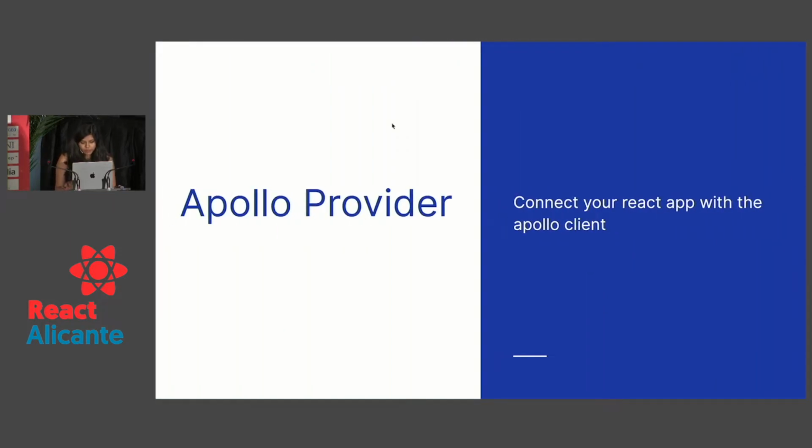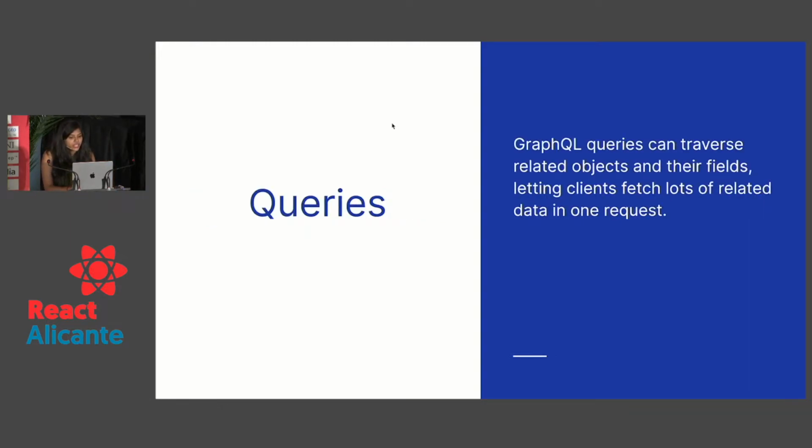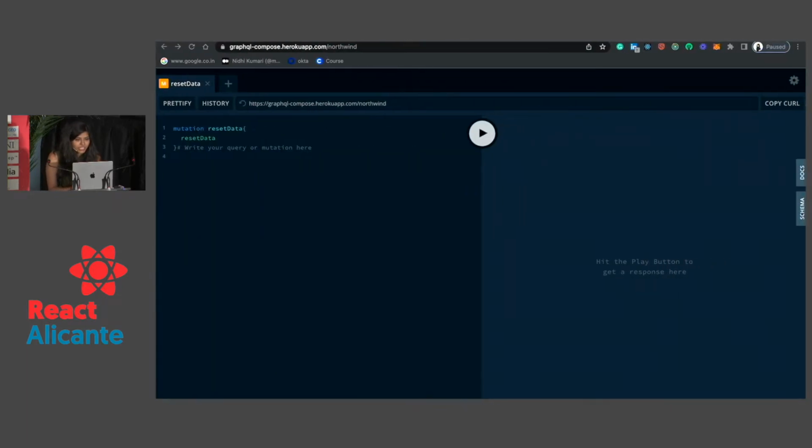After this step, we have to write our queries. Queries are what we use when we want to render data through the GraphQL API. GraphQL queries can traverse related objects and their fields, letting clients fetch lots of related data in one request. To understand it better, let's take a look at this graphical interface here, and we'll write our first query.